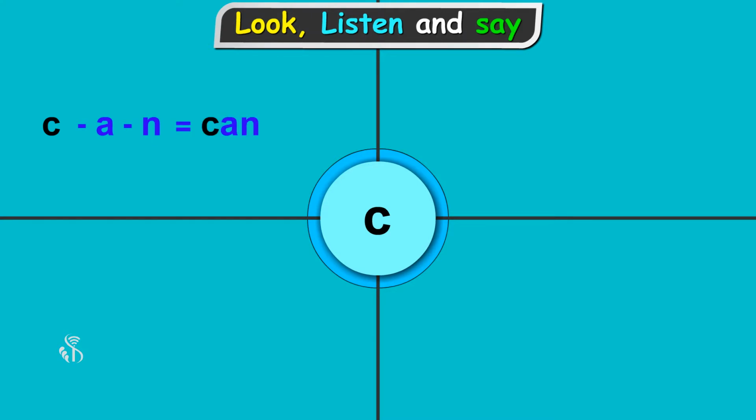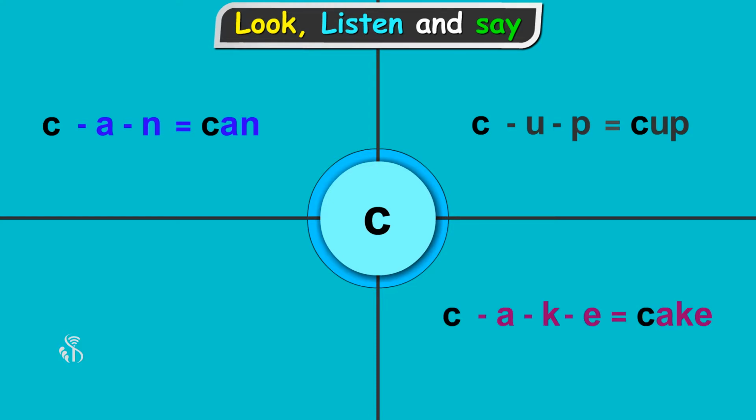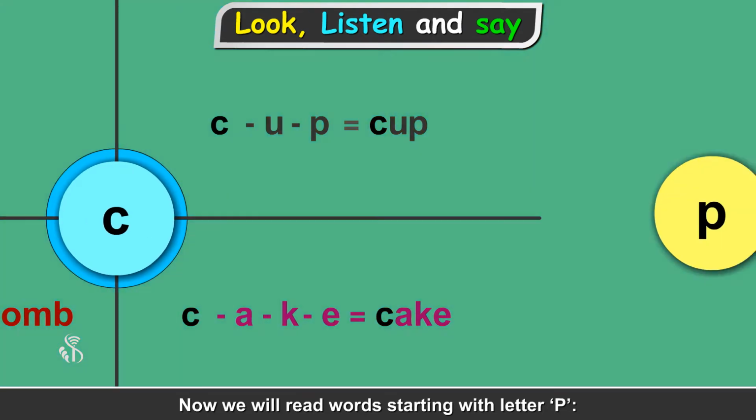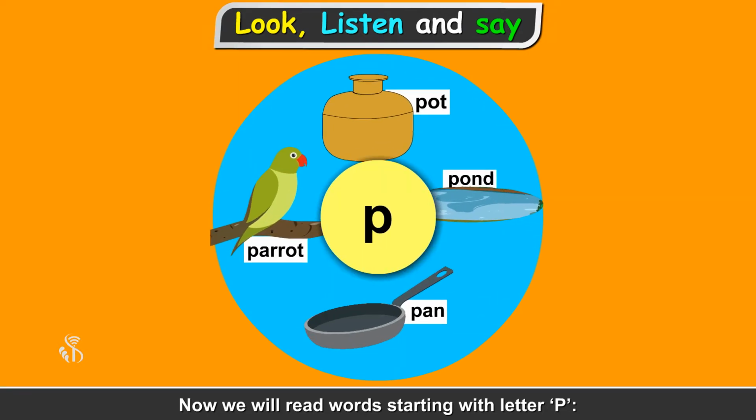C-A-N, can. C-U-P, cup. C-A-K-E, cake. C-O-M-B, comb. Now we will read words starting with letter P.